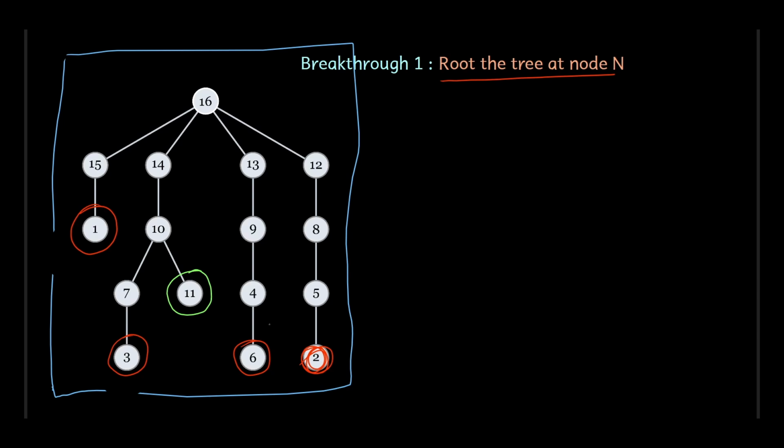Now, is there any other node that can never turn green? Let's look at this node 4. Can this node 4 ever turn green? The answer is no. Why is that so? Because if 4 wants to be green, then first of all, it has to be a leaf vertex. But if it has to be a leaf vertex, then 3 has to be deleted, 6 has to be deleted, I mean. But who can delete 6?